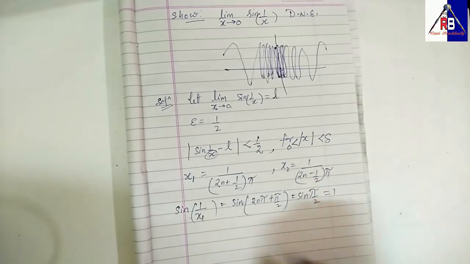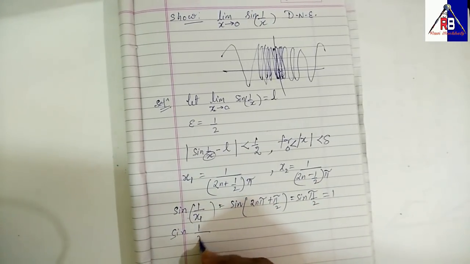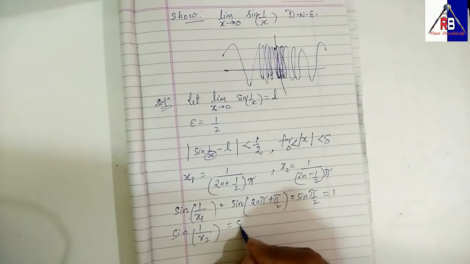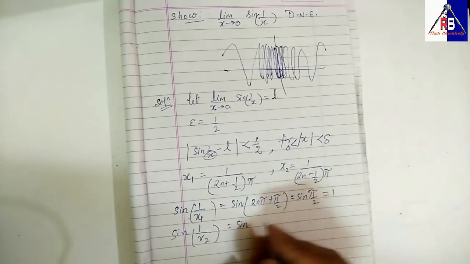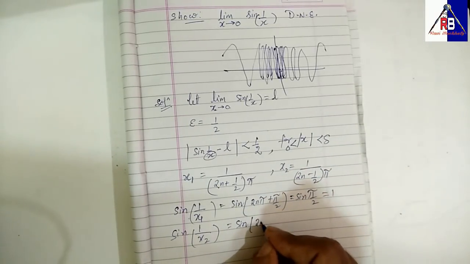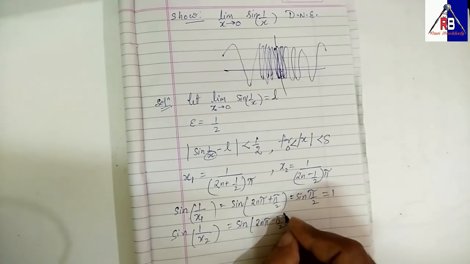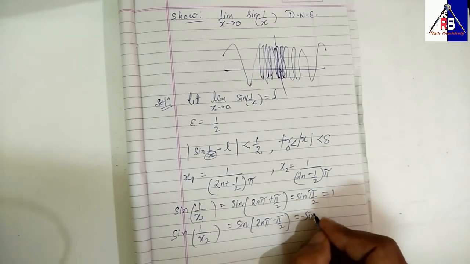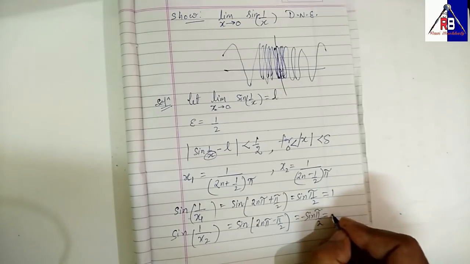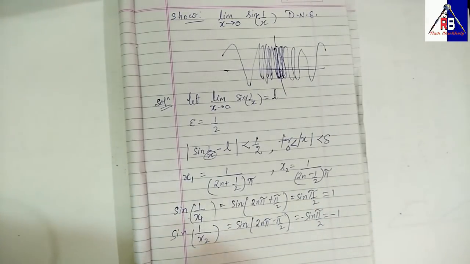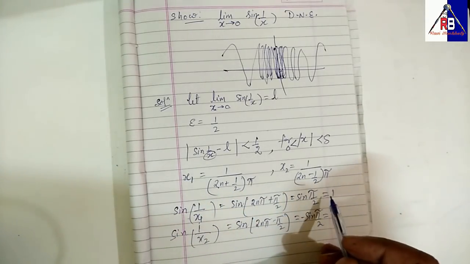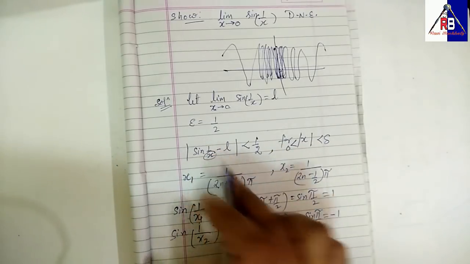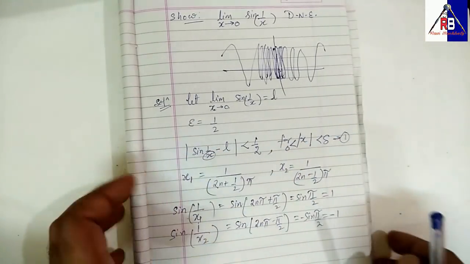and the value is equal to 1. Similarly, if you find sine 1 by x2, the denominator will go to the numerator: 2n pi minus pi by 2. Sine of 2n pi minus theta is in the fourth quadrant, so it will be negative. These are the basics of trigonometry, so minus 1. So I have calculated sine 1 by x1 and sine 1 by x2. Now I'm going to put these values in equation number 1, and let's see what happens.